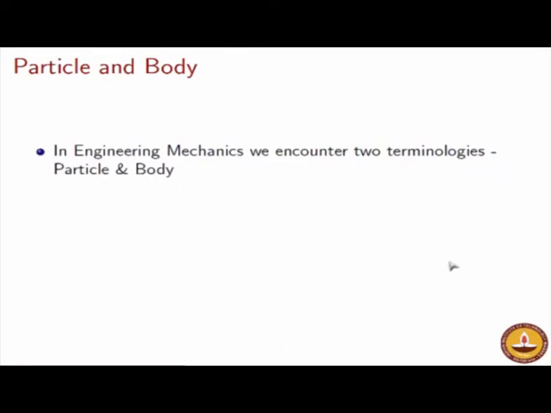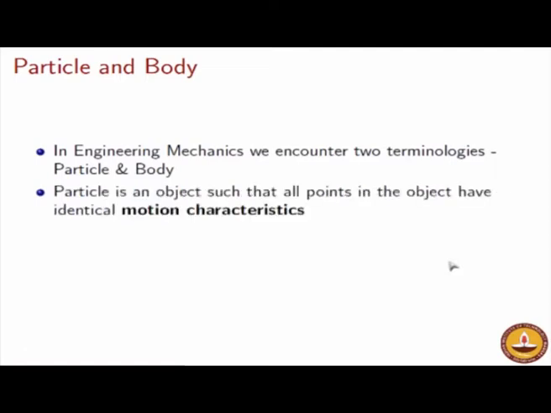So as we said, in engineering mechanics, that is the one which we are interested in, we encounter two terminologies, namely particle and body, and we are going to talk about particle mechanics at this point. So to define a particle or to characterize a particle, here is my simple definition of it. Particle is an object such that all points in the object have identical motion characteristics.